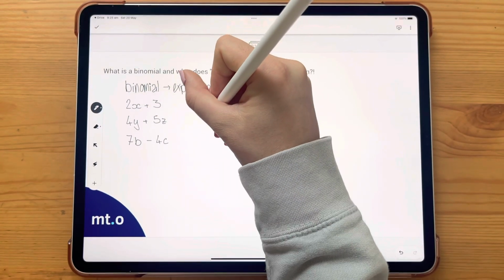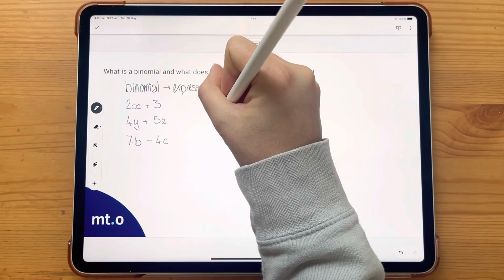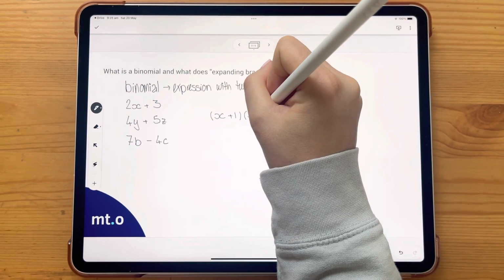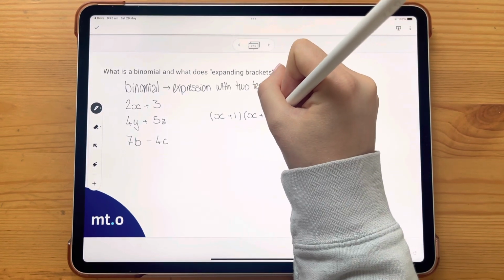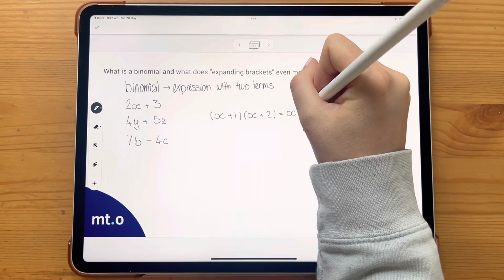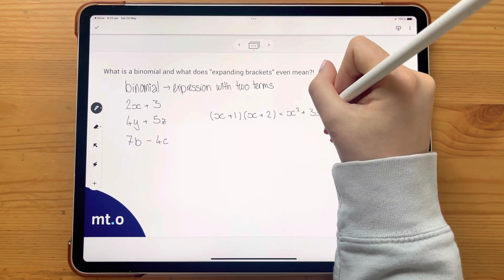Now, how about the term expanding brackets? Well, what this means is, let's say we have two brackets, and inside those brackets we have a binomial in each one, and we're going to multiply the brackets together. When we expand the brackets, it just means that we can multiply them out and write the expression in this format.